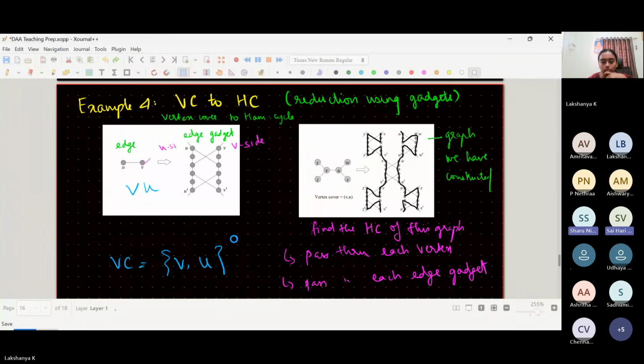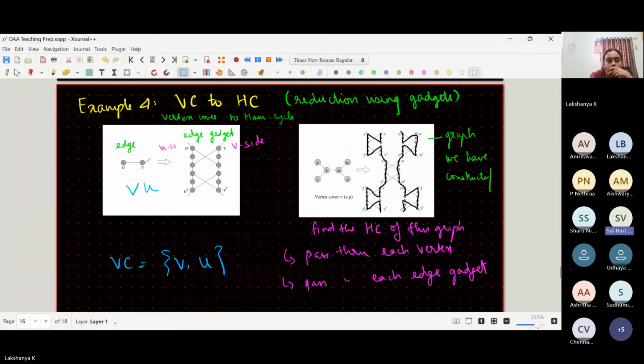Yeah, I got the vertex cover part. Where are we finding the Hamiltonian for this graph? Like, it's just all the gadgets put together and then we found the vertex cover. This is the graph, and you are finding the Hamiltonian cycle, as in you want to visit every vertex exactly once. So you are traversing it as a Hamiltonian cycle.